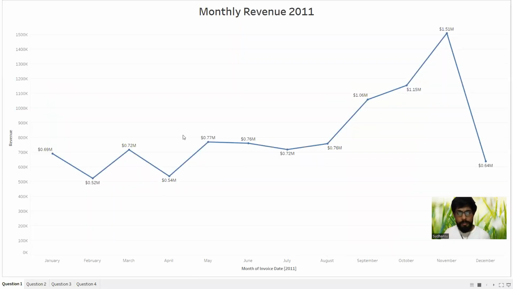So we have plotted the monthly revenue for 2011, and we found that for the whole year the revenue is very average, and at the start of September it starts growing and reaches its peak in November, and then falls again in December.